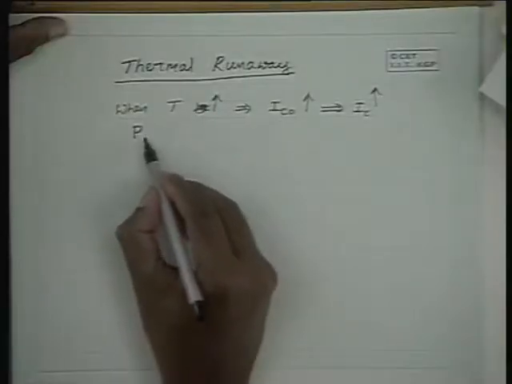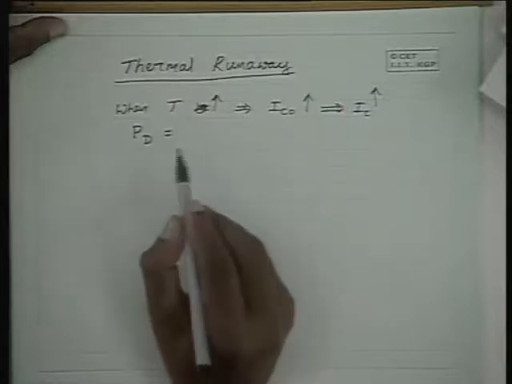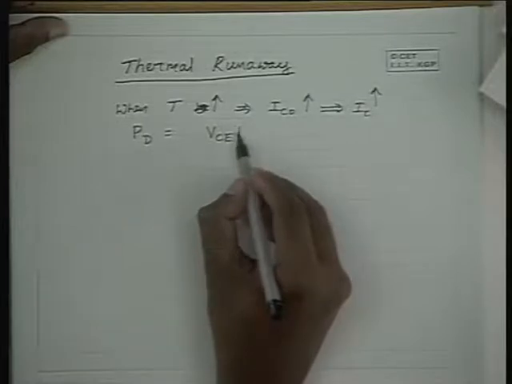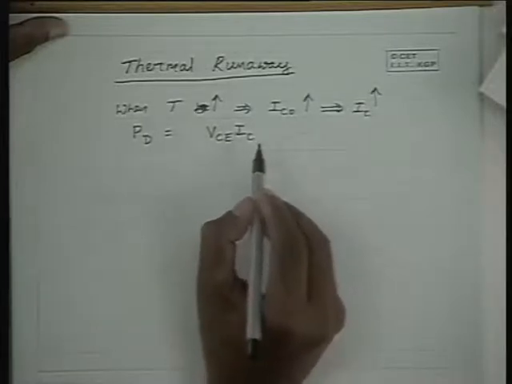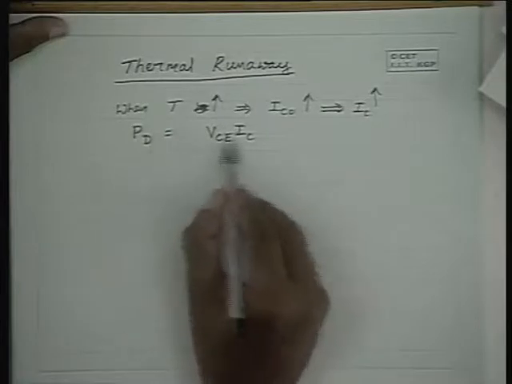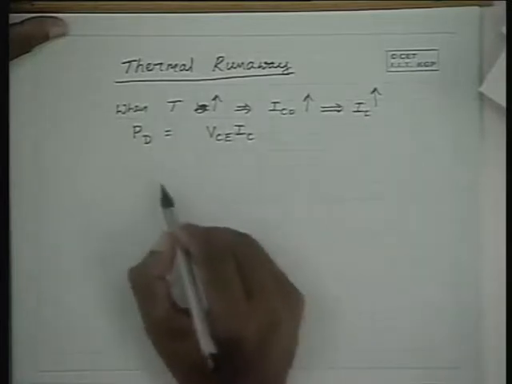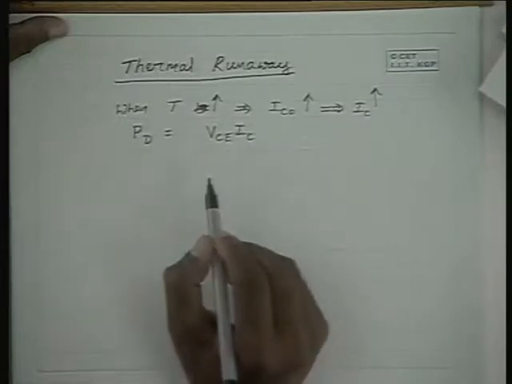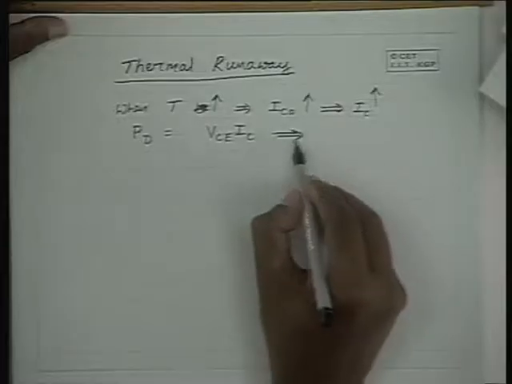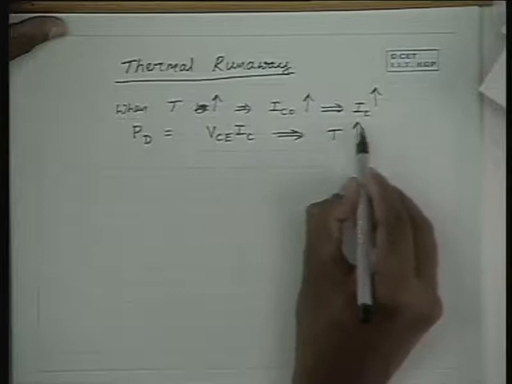And when IC rises, the power dissipation in the transistor rises, because power dissipation in the transistor is approximately equal to VC into IC itself, because VB into IB is negligibly small. So the power dissipation is approximately equal to VC into IC. When IC rises, the power dissipation may rise. And when the power dissipation rises in the collector junction, this also results in an increase in the temperature.